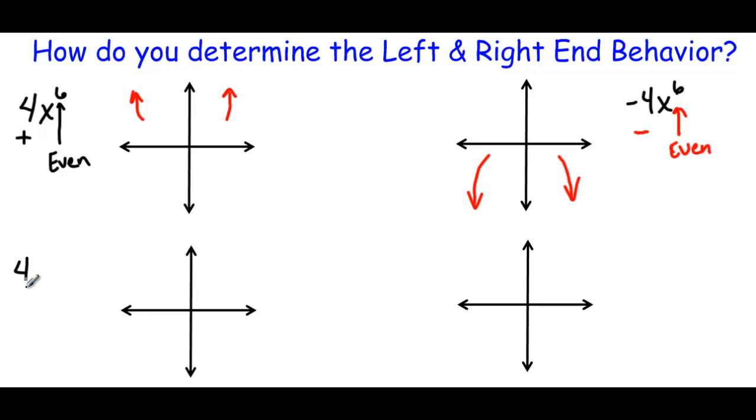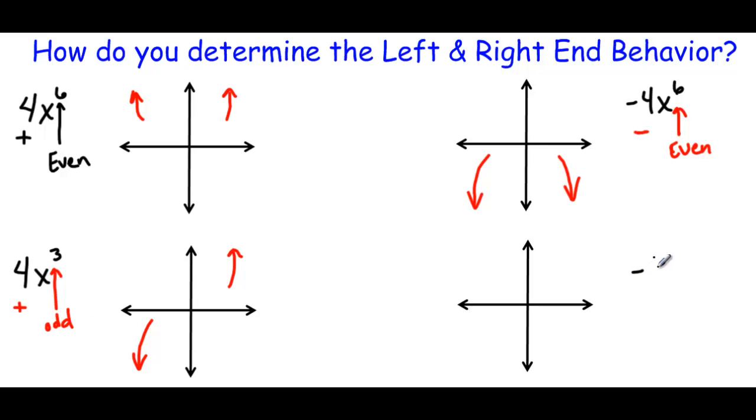What if I have 4x to, say, the 3rd power? So I know right now I have a positive lead coefficient, but I have an odd degree. Because it's positive, I know the right side is going to go up, and we always deal with what the right-hand side does with the positive and negative. But because it's odd, the left side is going to do the opposite. So since this one goes up, this one's going to go down. Okay, odd is opposite. Helps you remember it's opposite.